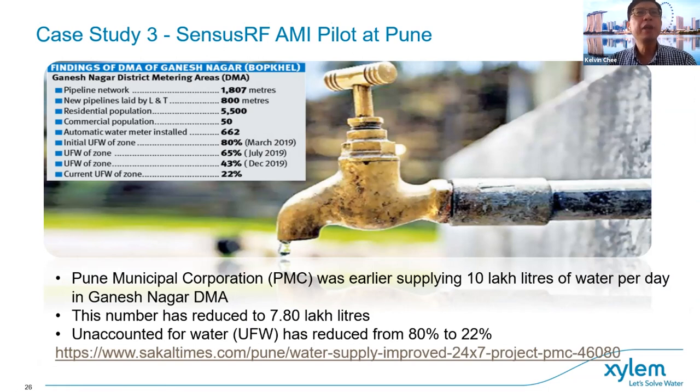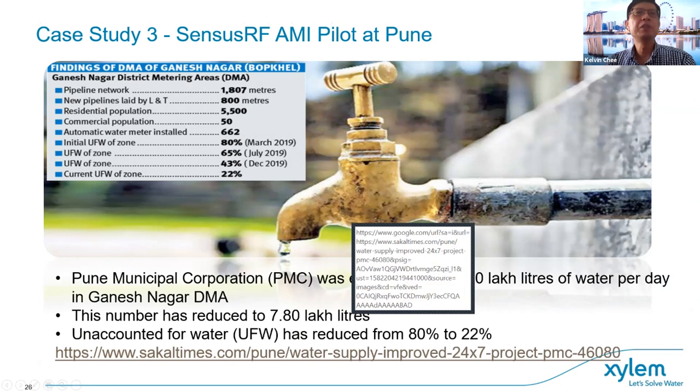In this DMA, in fact, this is published information on the website that you can visit. There are about 662 meters installed with iPERL, and the unaccounted flow was actually 80%. After they implemented this process of installing smart meters, pressure transmitters, doing leakage detection, all this effort, not only addressing apparent loss but also real loss, they managed to bring it down to 22%.